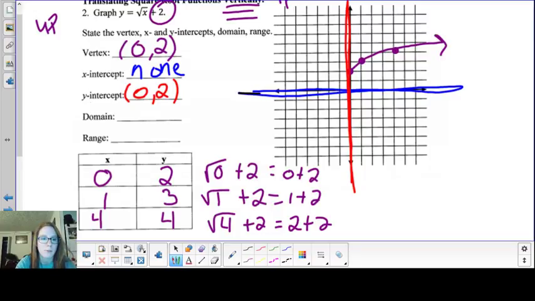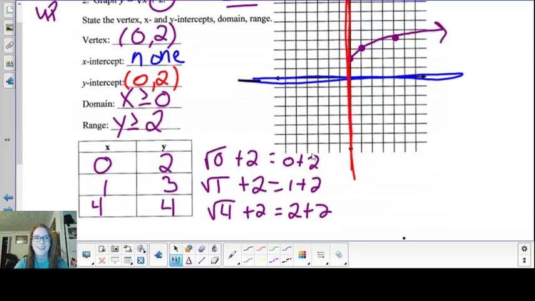Next thing we're going to talk about is my domain. Domain is x's. My x values are getting bigger. They're getting bigger than 0. My range is my y's, and they're going to get bigger than the smallest y. And my smallest y value is 2. We did it!